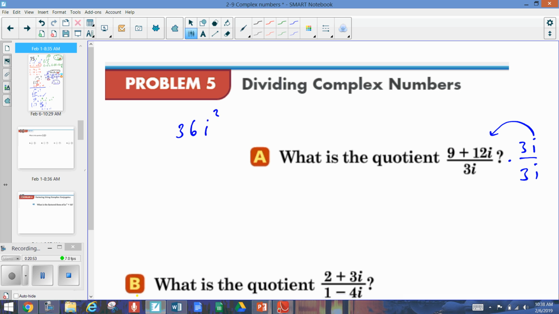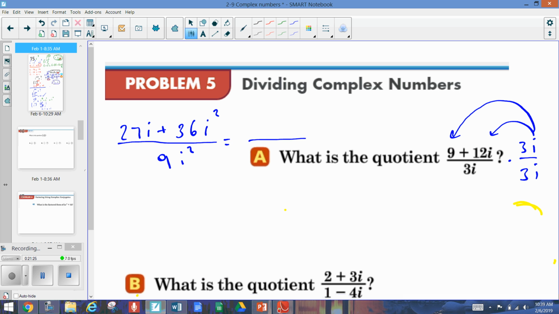Tell me, 3i times 12i. 3i times 12i, 36i squared. And then tell me what does that equal? Go ahead. 9 times 3i, 27i, plus. And let's do the denominator. 3i times 3i is equal to 9i squared. So that was my goal.